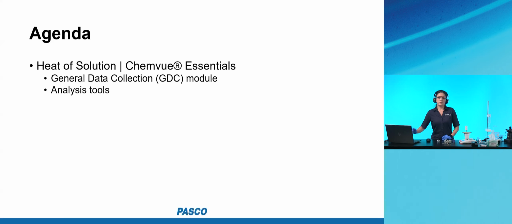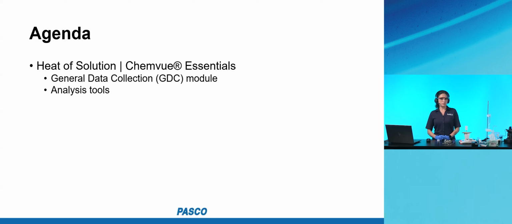First, I'm going to start with a heat of solution demonstration. And when I go through that demonstration, I'm going to do some very basic data analysis, like just the top level, most common types of analysis tools that you would use. We're going to look at one of the modules that's in Chemvue currently. It's the general data collection module.